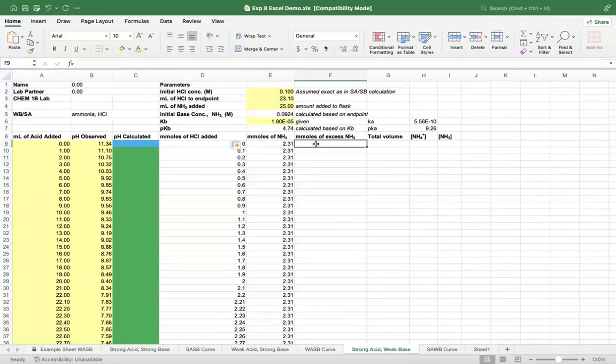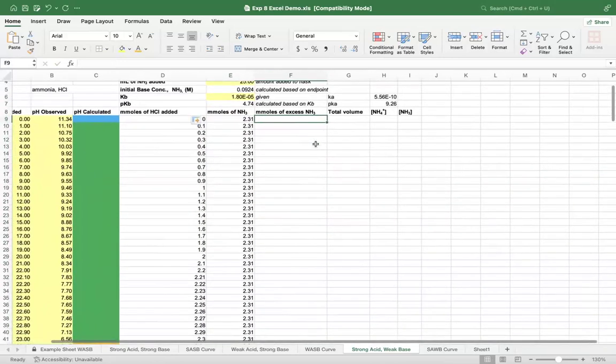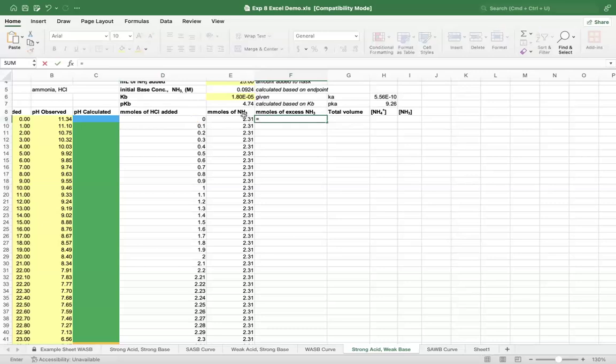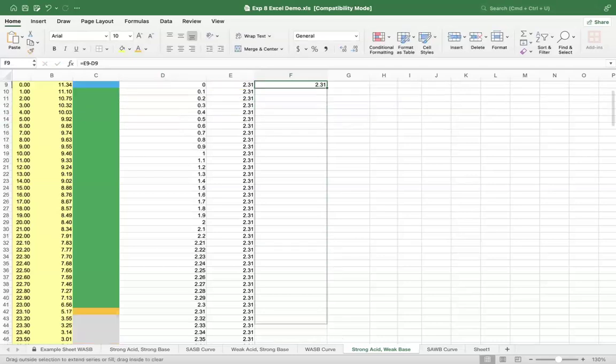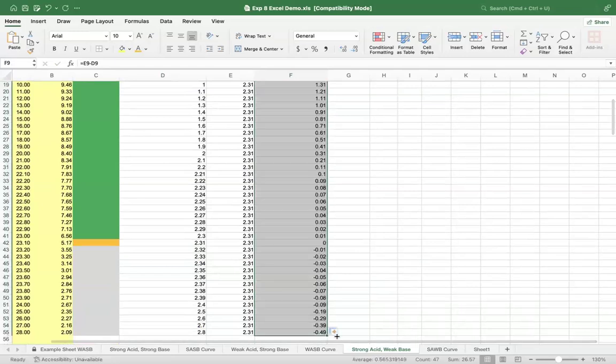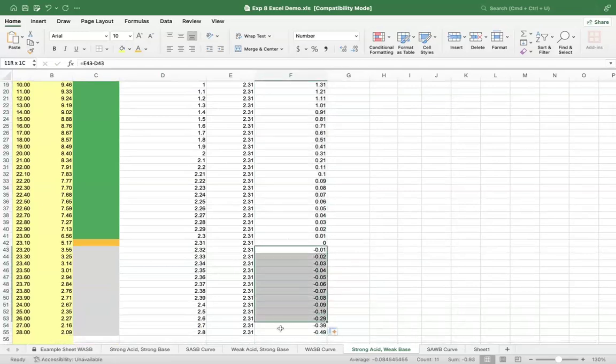Okay. Millimoles of excess NH3. This is just going to be how much NH3 is still in there as we try to neutralize it. So we should do column E minus column D just to have it be positive numbers. E minus D. And then at some point it'll flip to negative numbers. And by now you realize that that just means we're dealing with a different sort of part of that. I'll mark it over here. We're dealing with a different situation.